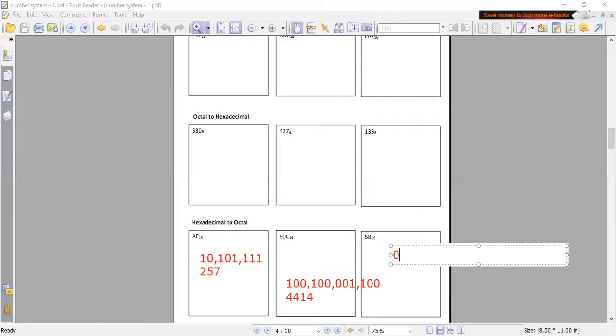5B can represent 01011011. Then separate each 3 digit. Your answer will be 133. Right? Okay. So I think up to that you are okay.